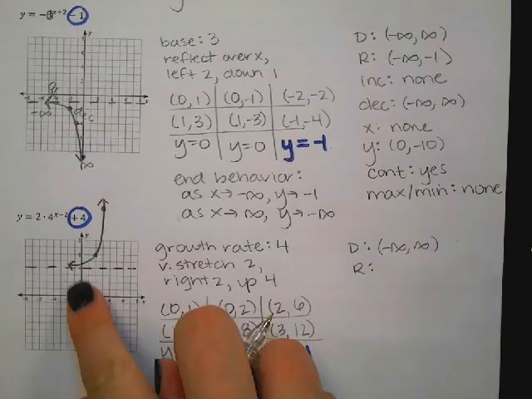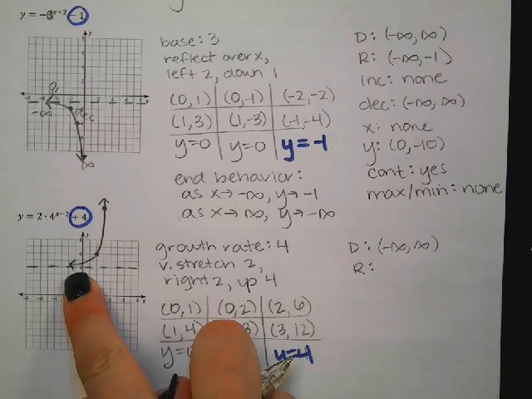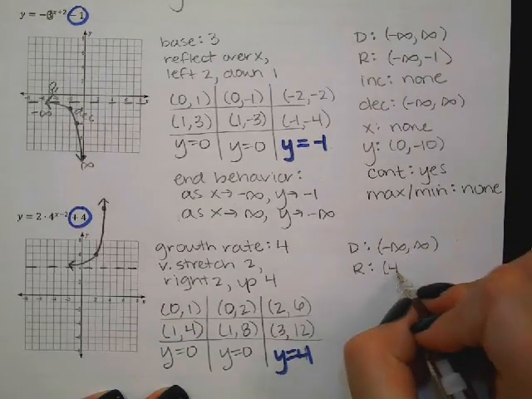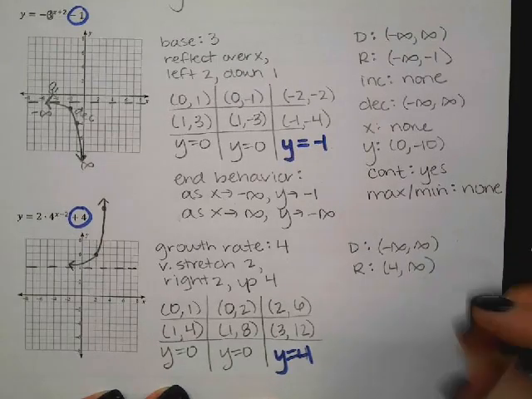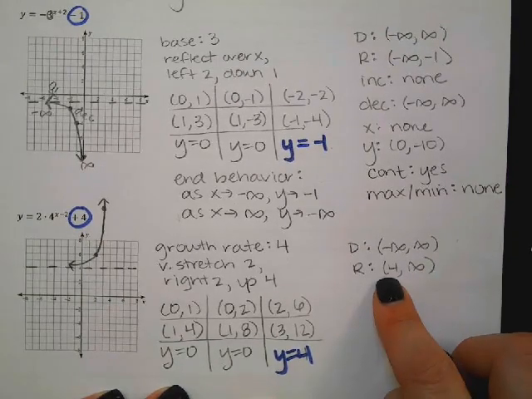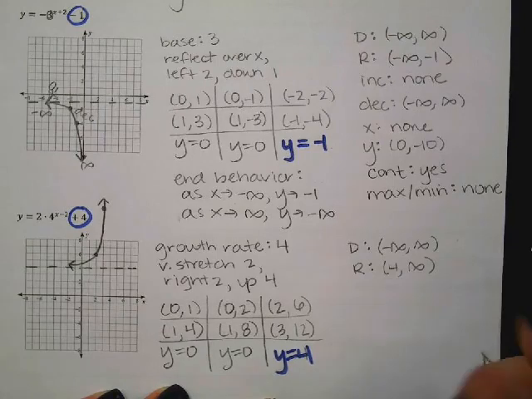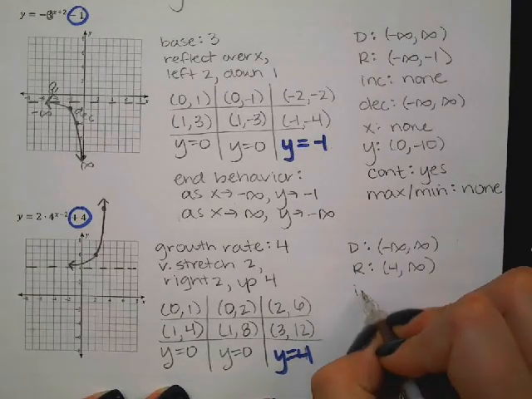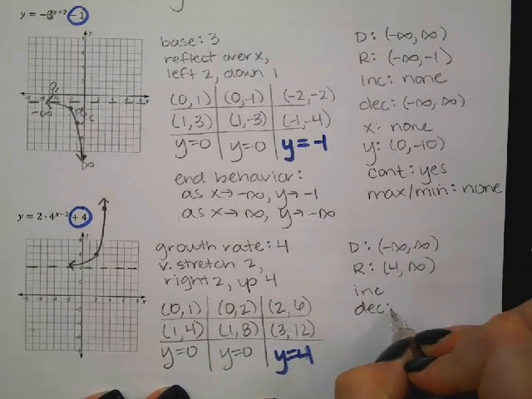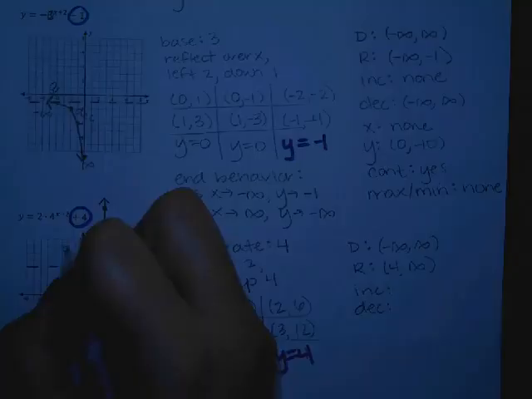The range, if we go from down to up, the lowest that it goes is 4. And it goes up forever. Then parentheses around the 4 because it doesn't ever hit 4, it just gets close to it. Increasing and decreasing. I draw my stick figure.